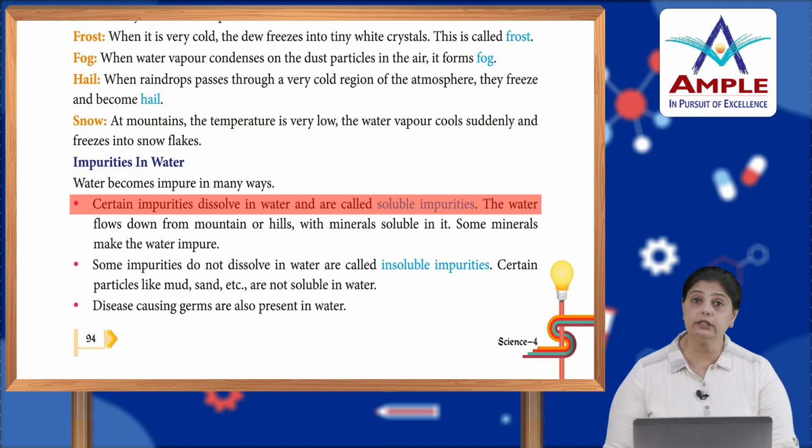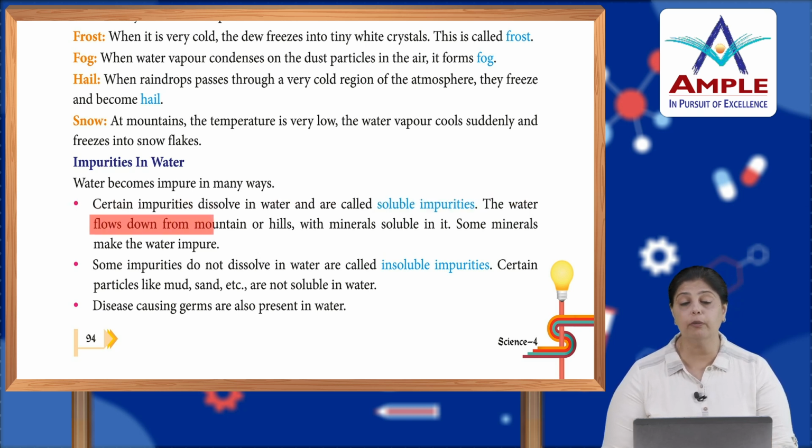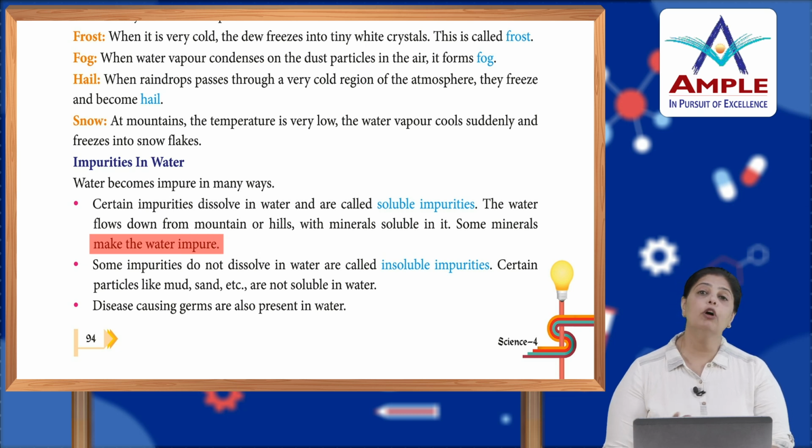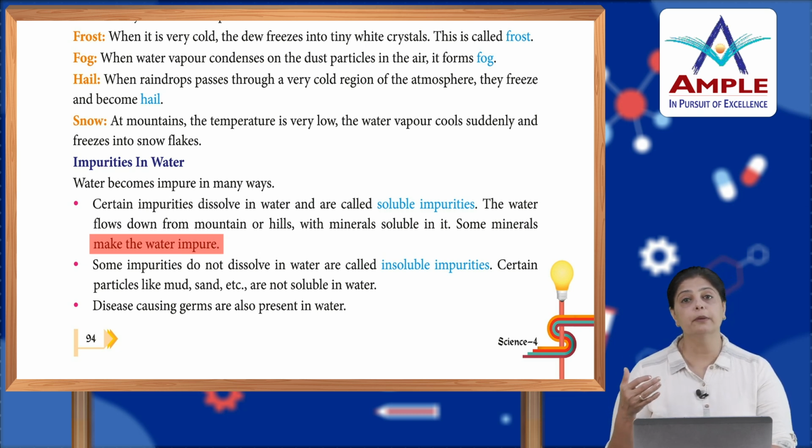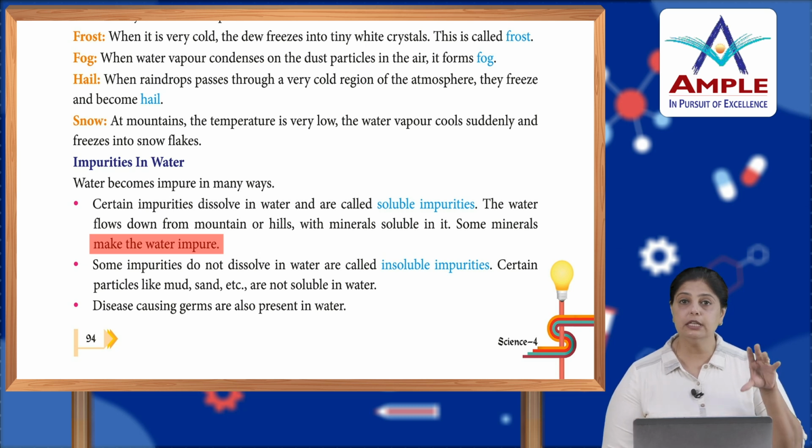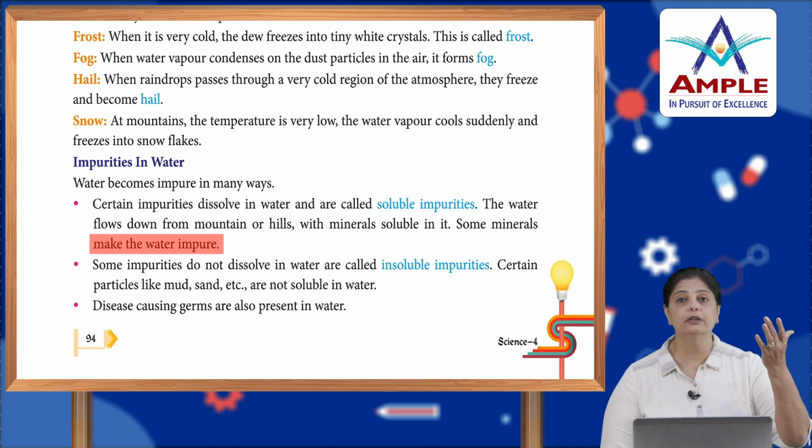Now, the water that flows down from the mountains or hills has minerals soluble in it. Some minerals make the water impure. We all know that when the rain falls on the mountains and on the hills, we see tiny streams of water fall from everywhere. This water falls down and gets gathered in the lakes and rivers and ponds.